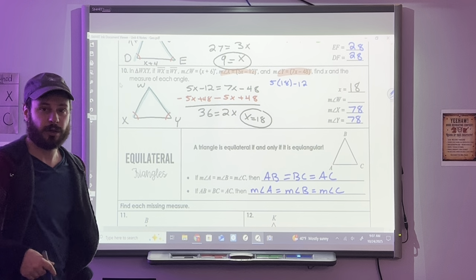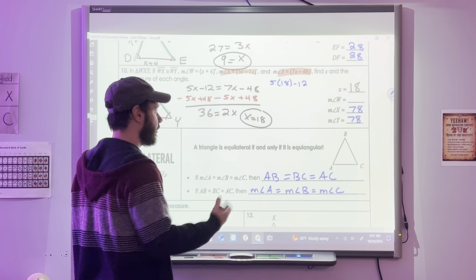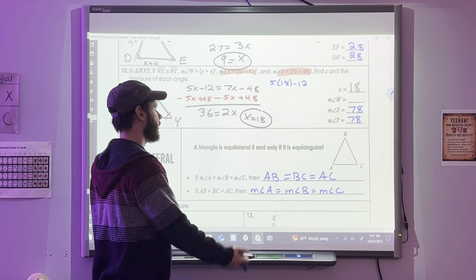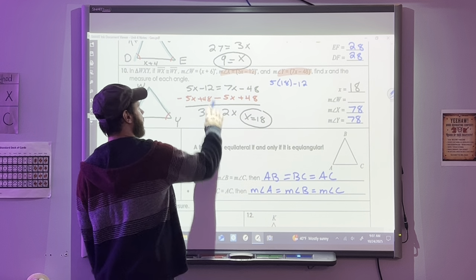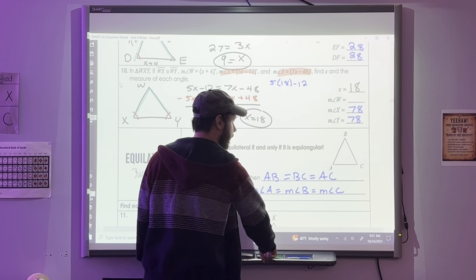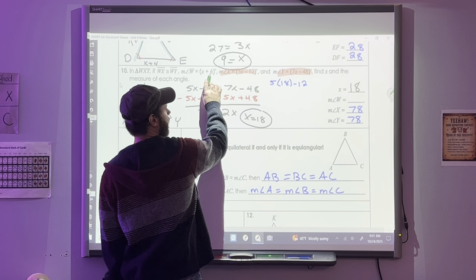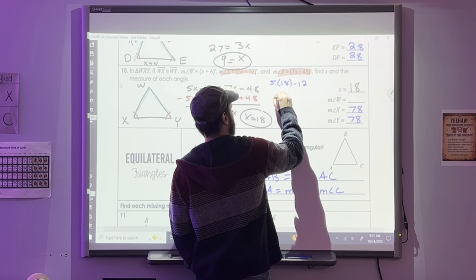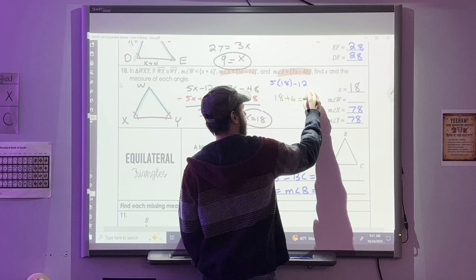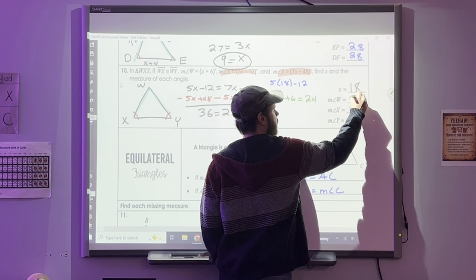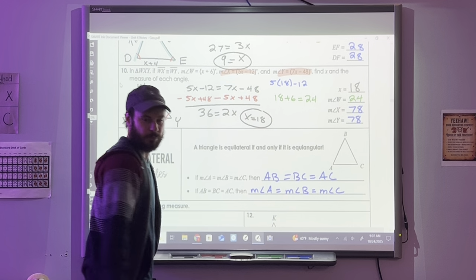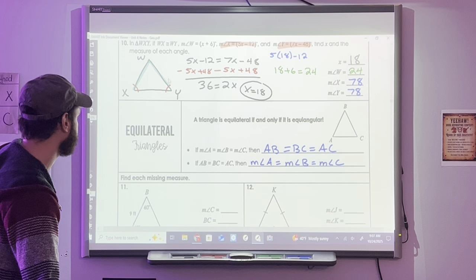Now at this point, I can take 180 degrees and take away my 78 and my 78. Or I can go back, because this doesn't look that crazy, and say this last one was x plus 6, and x is 18. Pick whichever way you want to do. Pick whichever way sounds easier.